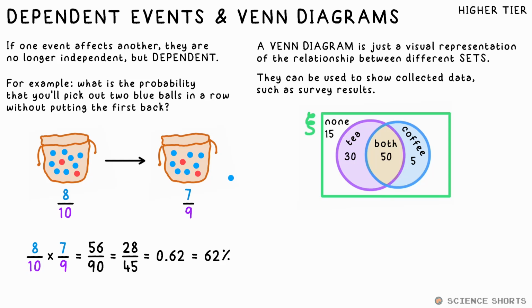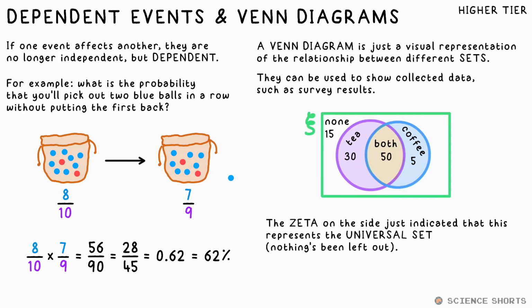They go on the outside where they belong. But still in a box, we put around everything to show that we've accounted for everybody. The squiggly E is a Greek letter zeta. Don't ask me why we use it, but we do. This is just to show that we have the universal set. It just means we haven't left anyone out.